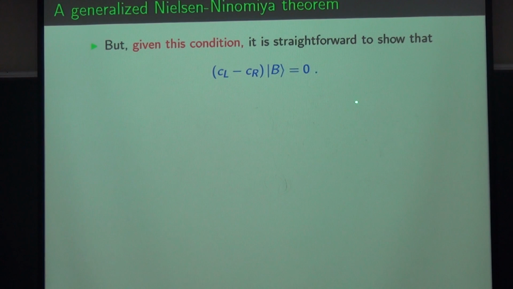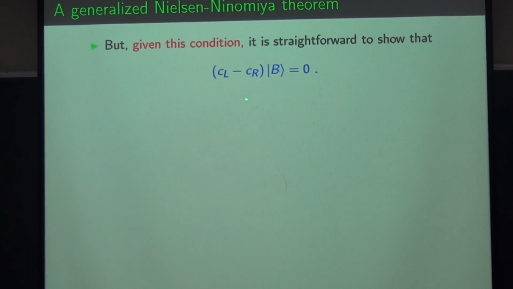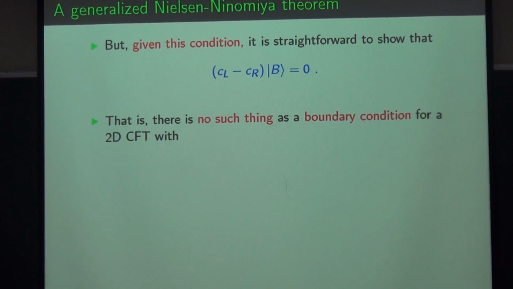Now, given this condition, it's very straightforward to show that c left is equal to c right. You just use the Virasoro algebra, and I didn't even put it on the slides. It's a homework exercise. But basically, take this equation, multiply on the left by the same equation with the n's flipped in sign, and then just subtract that from the opposite order, and you get this. So there's no such thing as a boundary condition for a two-dimensional CFT with unequal central charges.